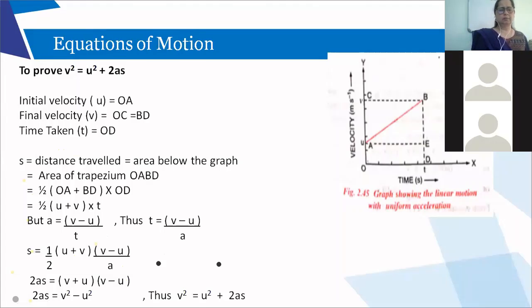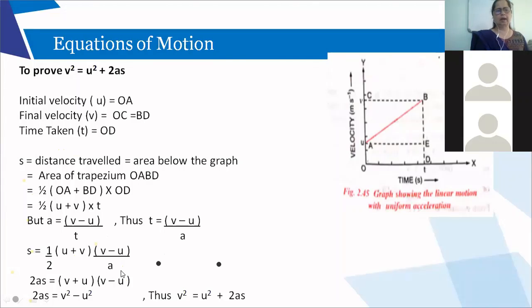Now substitute over here. So S equal to half U plus V, and instead of time, I wrote V minus U upon A. Right? Now this 2 and A, I will take on the other side. So 2AS is equal to, now U plus V, I write it as V plus U. 5 plus 3 and 3 plus 5 is the same. So I write it as V plus U.